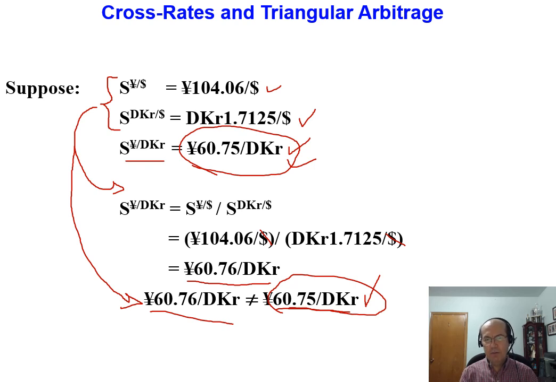If we don't have Japanese yen, what do we need to do? We need to use dollars to buy Japanese yen, and then use Japanese yen to buy Danish krone, and then come back to dollars. And this is what we will discuss next.